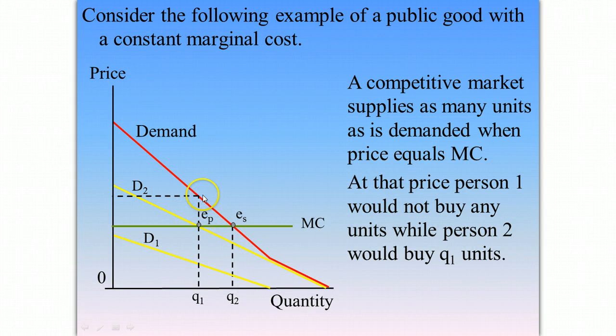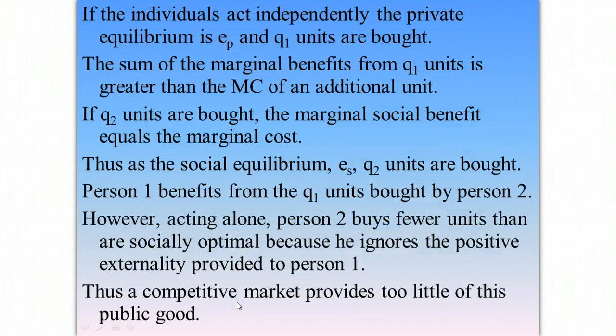So here the benefit of extra security exceeds the costs until you get to ES. So this is the gain for the clothes retailer, and if you add the gain from the mobile phone retailer, you end up with the market demand curve up here. They could actually be collectively better off if they went to ES. The benefit will continually exceed the cost until you get out to quantity Q2. So if Q2 units are bought, the marginal social benefit equals the marginal cost. So thus, at the social equilibrium, Q2 units are bought.